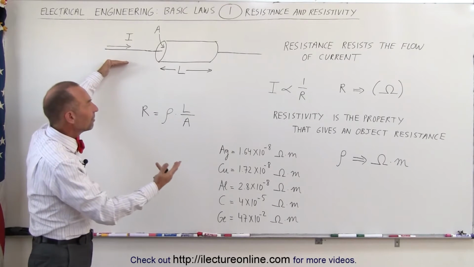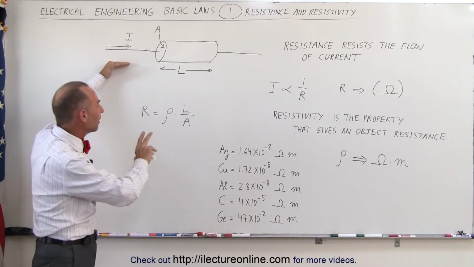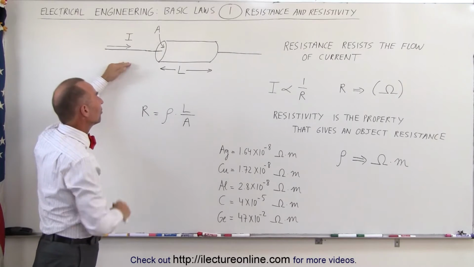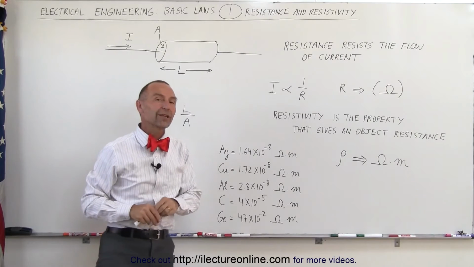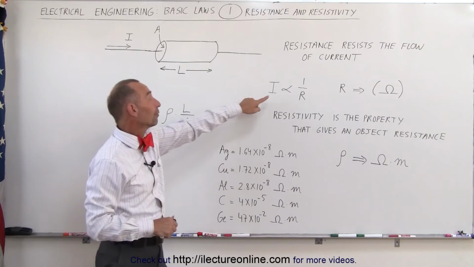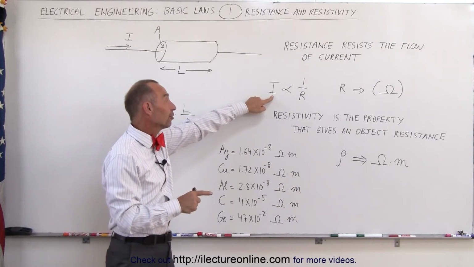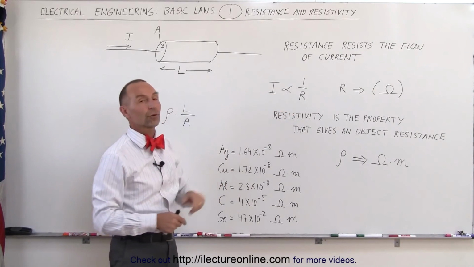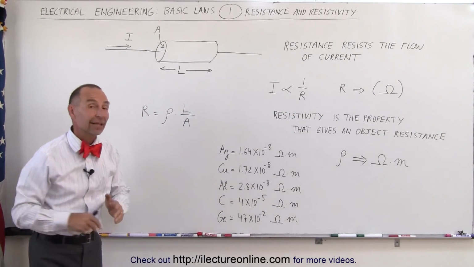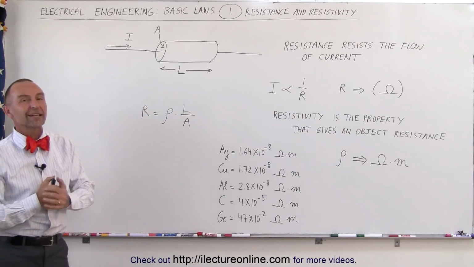Notice resistivity is the property that gives objects their resistance. Resistance is what gives opposition to current flow in circuits. Therefore, current is inversely proportional to the resistance. Increase the resistance, you will diminish the current proportionally. And that's the start of this new section on electrical engineering.